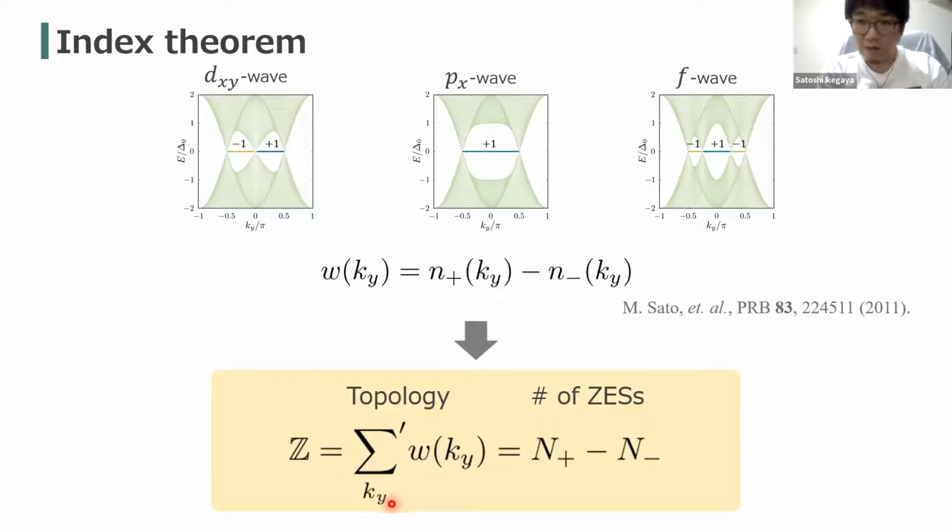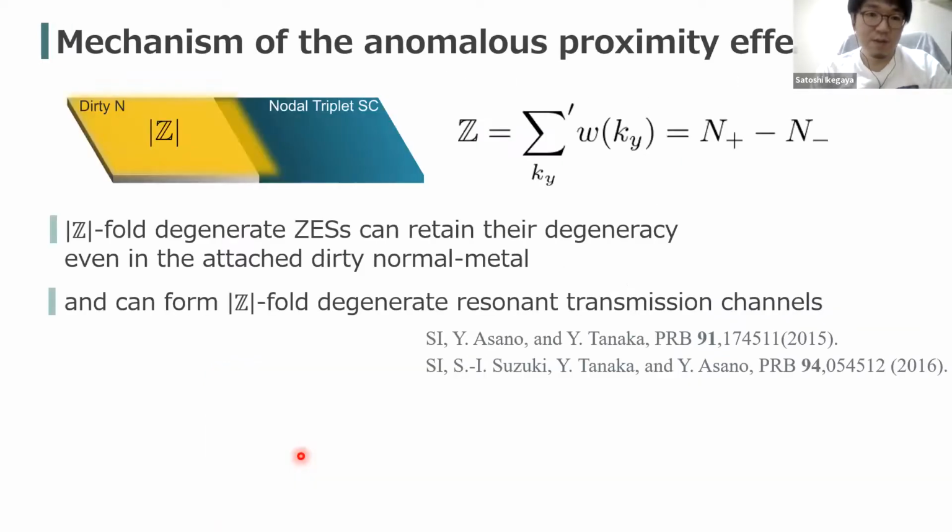So now we realize that the index Z is a kind of topological invariant, but it simultaneously characterizes the number of stable zero-energy states at the dirty surface. This kind of integer number is called the Atiyah-Singer index in mathematics. So now we realize Z is a kind of Atiyah-Singer index. So let me summarize my talk.